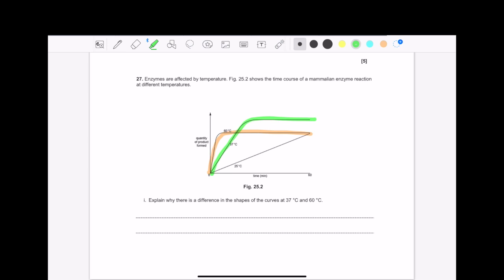So let's begin. This question says, explain why there is a difference in the shapes of the curve at 37 degrees Celsius and 60 degrees Celsius. So, what I like to do is highlight what graphs we're looking at. So from this, just state the obvious, but use some of the scientific knowledge. We can clearly see that at 60 degrees Celsius, there is a steeper graph, right? And by using enzyme knowledge, we know that at 60 degrees Celsius, the initial rate of reaction will be faster, and hence why it's steeper.